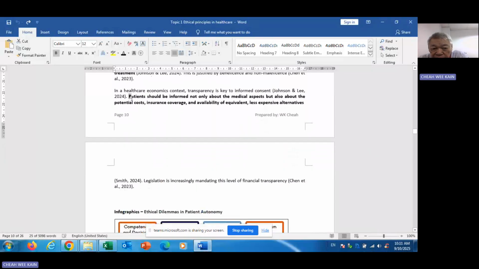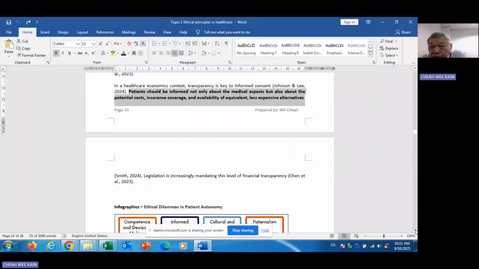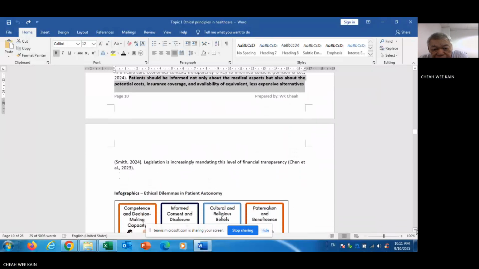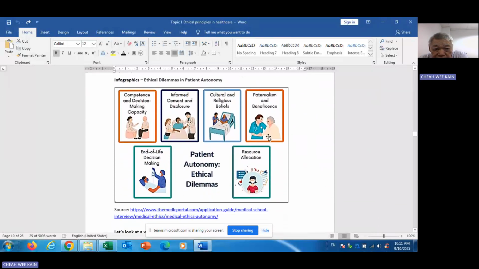We should also inform about the cost, insurance coverage, and availability of equal or less expensive alternatives. Sometimes the private hospital won't do that. They say we are not sure, we will give you a bill when everything is finalized. But first, they'd like to see your insurance coverage card. So these are some of the ethical elements that you can see for yourself.